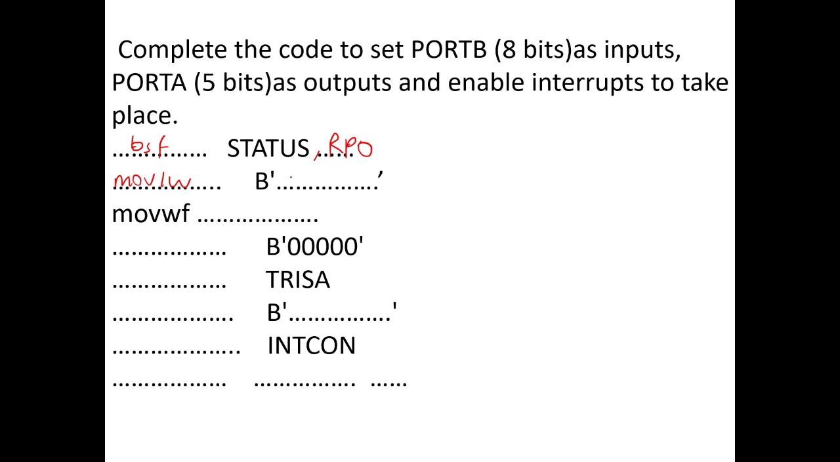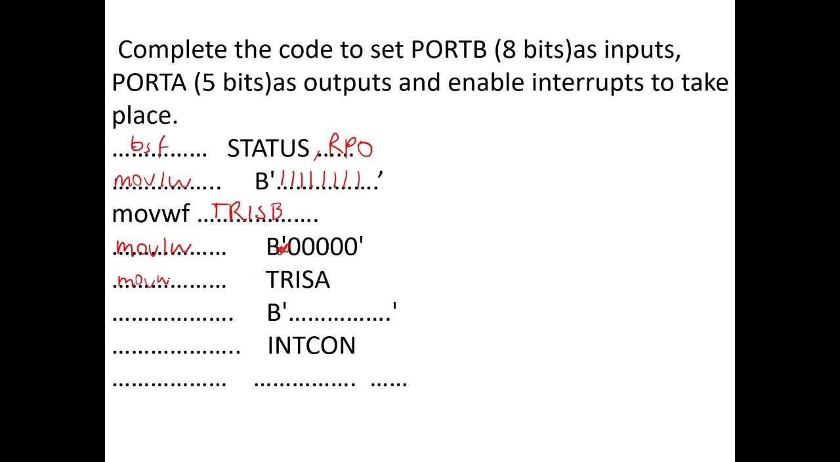So port B are all inputs. So 1, 2, 3, 4, 5, 6, 7, 8. Move from work register to file TRISB, which stands for tri-state B. And then all of port A are going to be outputs. So again, move a literal into the working register. You've already got them all there. You could put the leading zeros on, 1, 2, 3. If you just put those 5 bits, that would be absolutely fine.